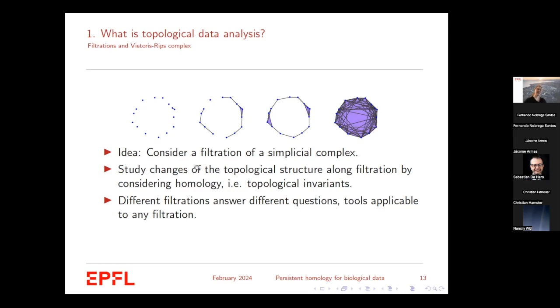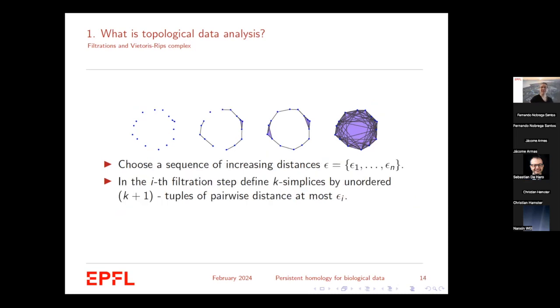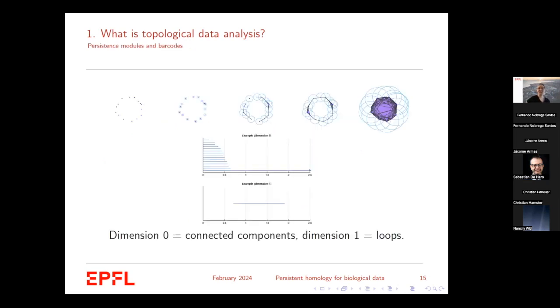Now, there are lots of different ways to create such a filtration. I showed you one example, which is probably the most common one, which is the Vietoris-Rips complex. But the tools are applicable to any filtration that you come up with from your data. So for the Vietoris-Rips complex, more formally, you choose a sequence of increasing distances epsilon_i. And then in the ith filtration step, you define your k-simplices to be the unordered (k+1)-tuples of pairwise distance at most epsilon_i.